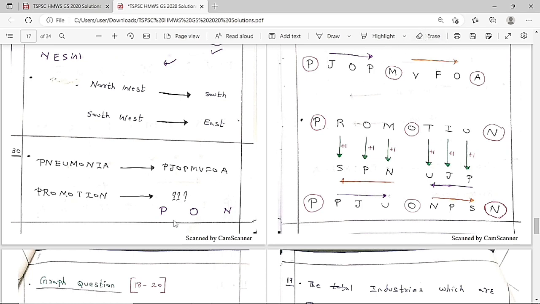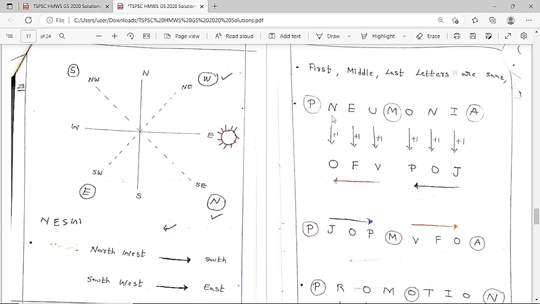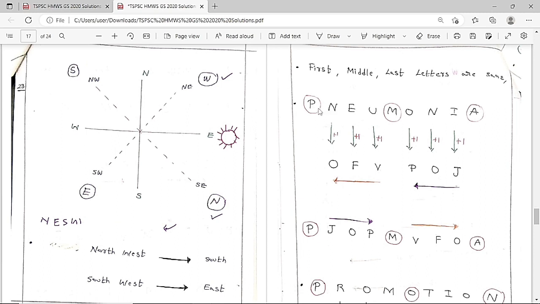So we have figured out the first term, middle term and last term. Then what is the remaining thing? Same thing I have written: PNEUMONIA. I have already told this is the first term, this is the middle term, this is the last term. So now, here it is NEU, here ONI. What is the code language they have given? PJOPMBFOA. First letters are same, middle letters are same, last letters are also same, I have already told you. Now the remaining words we need to figure out.